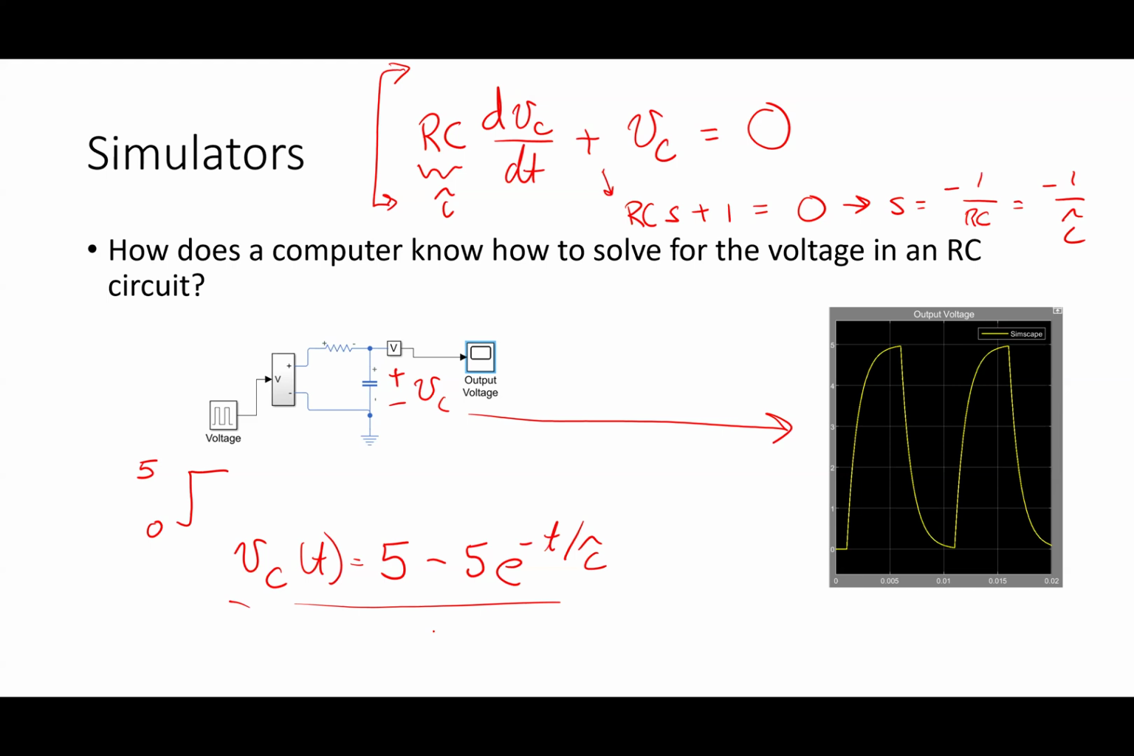Was that Newton's method or something like that? Okay, yeah, there's a couple of methods. Newton's method is one of them, right? We're going to look at that one a little bit here in a second.